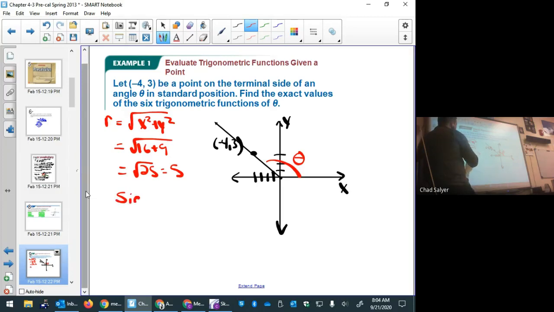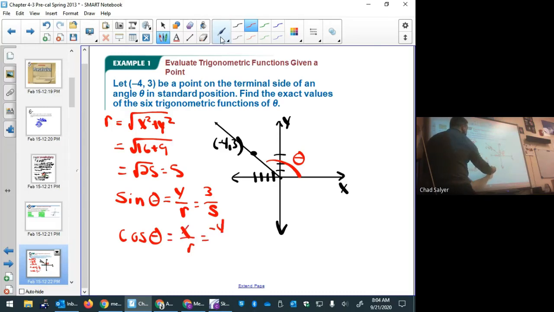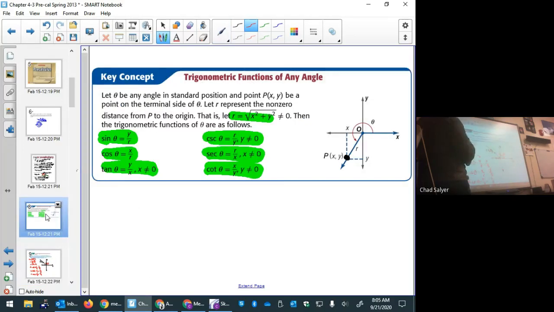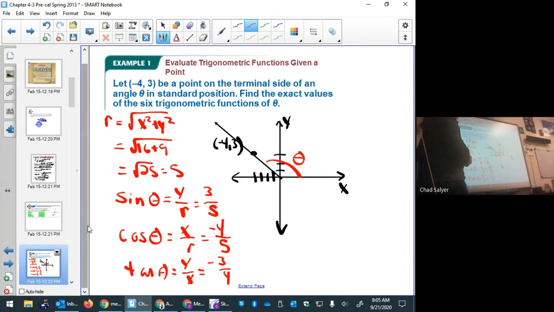So remember, sine of theta is y over r, which is 3 over 5. Cosine of theta is x over r, which is negative 4 over 5. And tangent of theta is y over x, and that is negative 3/4. Y over r, x over r, y over x. Now, if we pick a point that has a 0 x coordinate, this is going to fail, be undefined.